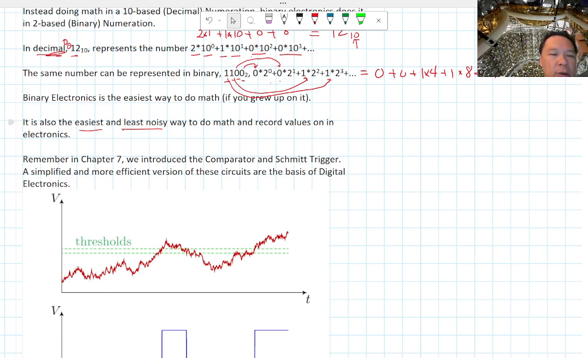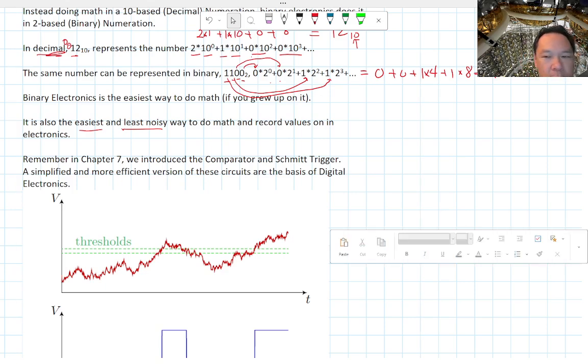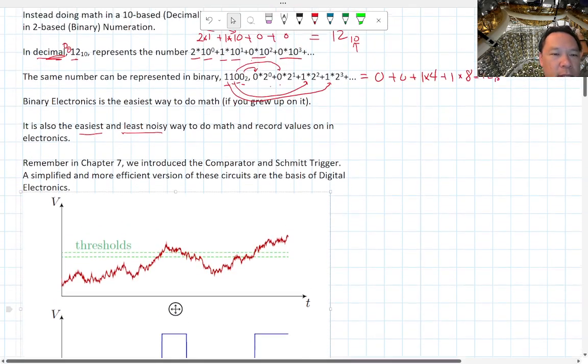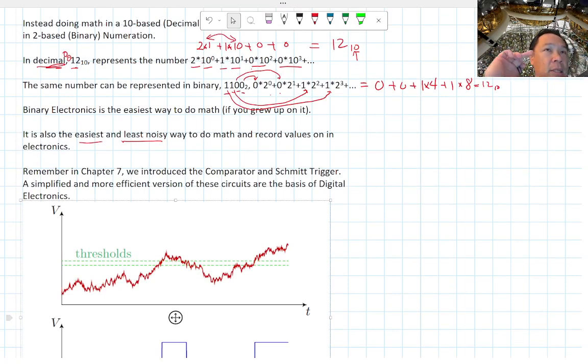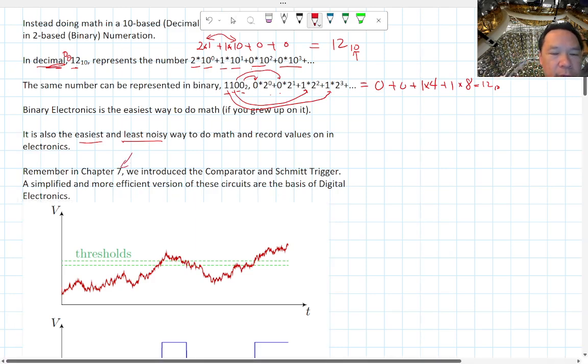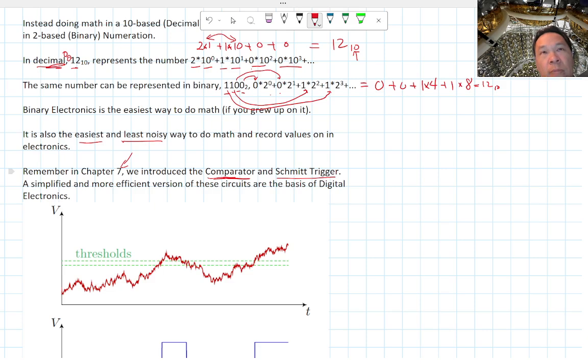Okay, so why is this binary system the easiest and least noisy way? Not just because the math is easiest in binary, but in electronics we also have a very easy way to represent binary values. Back in chapter 7, before we jumped into here, the last thing I covered was a comparator and a Schmitt trigger.